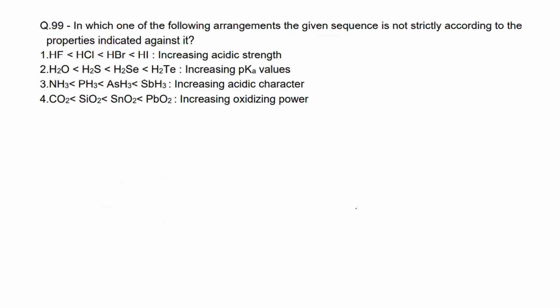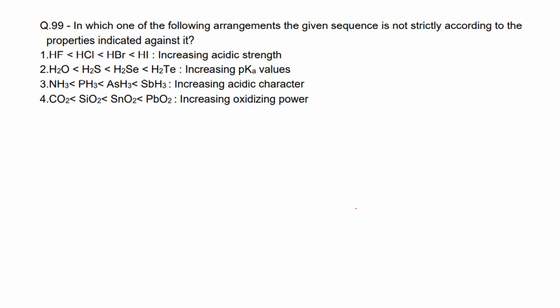In which one of the following arrangements is the given sequence not strictly according to the property indicated against it? HF, HCl, HBr and HI increasing acidic strength, that is the right property and right sequence they have given. Next, H2O, H2S, H2Se, H2Te increasing pKa values, that is wrong. If they had given Ka values, then it is correct. pKa values will be decreasing there, so that is wrongly given. So the second is a wrong sequence.